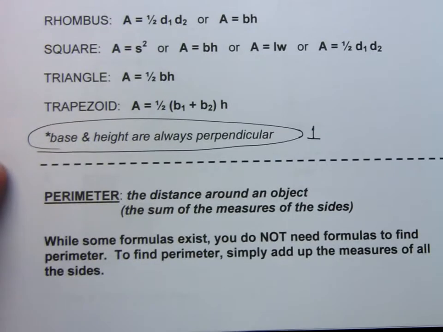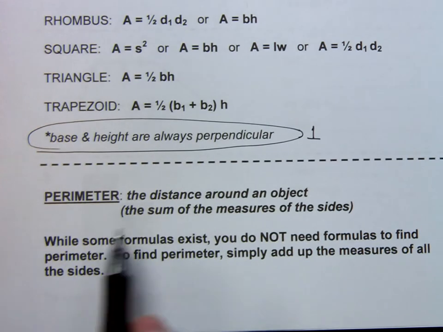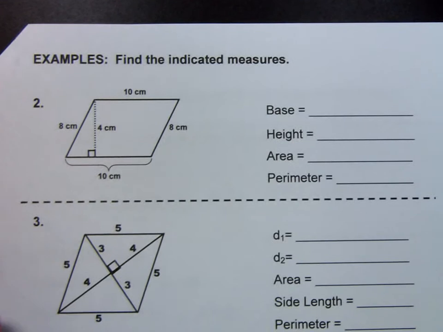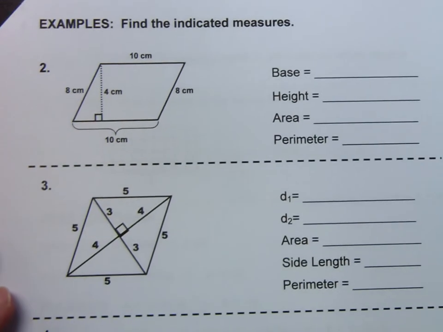All right, we're also talking about perimeter today, and perimeter is the distance around an object, around the outside. So we find perimeter by just adding up all the sides. Now there are some formulas for some of the shapes, but you really don't need a bunch of formulas. You just add up all the sides to get perimeter. Make sure you're not adding up diagonals and heights and things that are inside the figure. Make sure you're only adding up the sides.